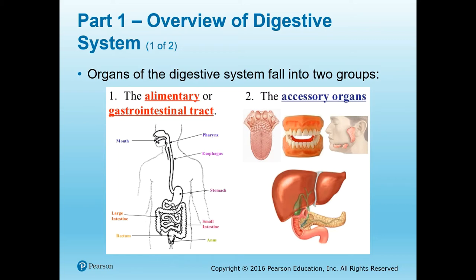And then the second subgroup of your digestive system is the accessory organs. These are just like they're titled, accessory. They are assistive in nature to the digestive process. So you can see in our gastrointestinal tract, we have the mouth, the pharynx, the esophagus, the stomach, small intestines, large intestines, which is the colon, and then the rectum and the anus. The accessory organs are the tongue, our teeth, the salivary glands, the pancreas.